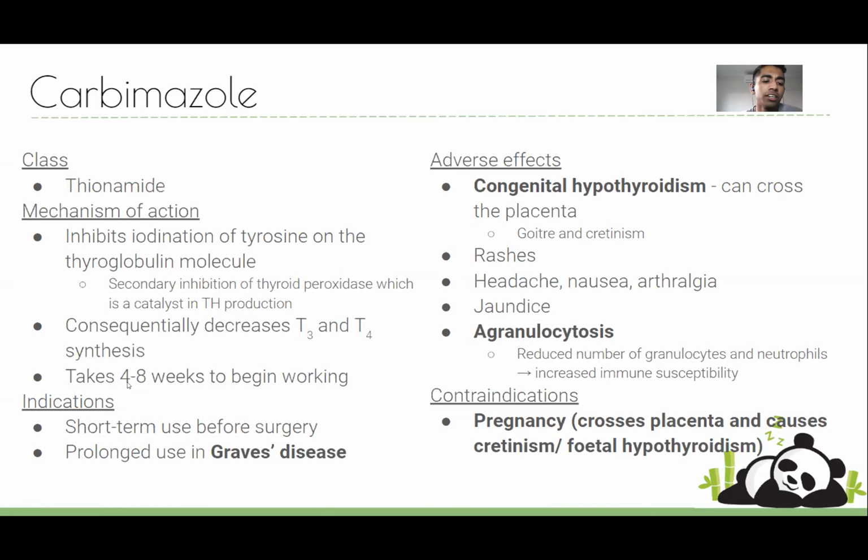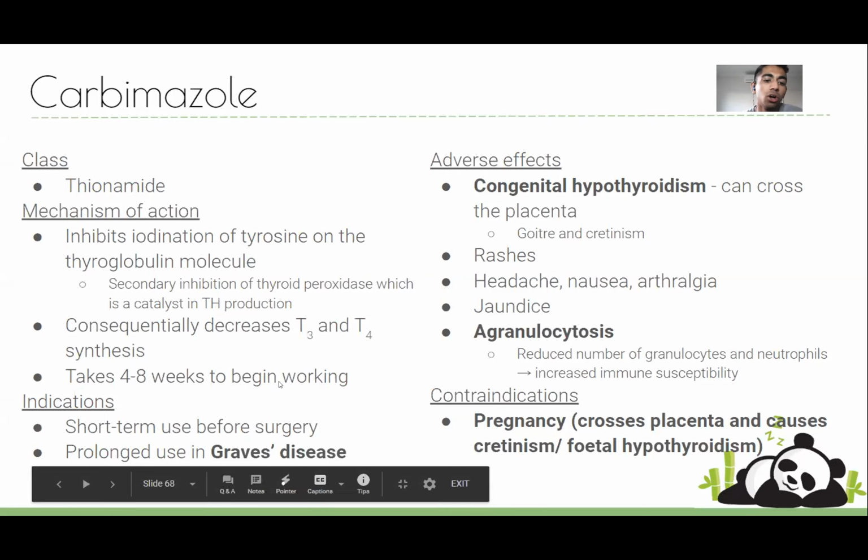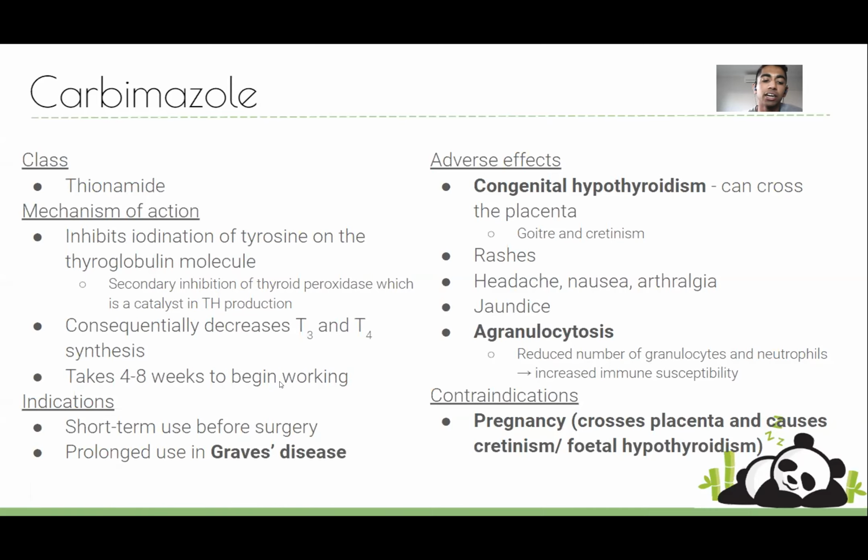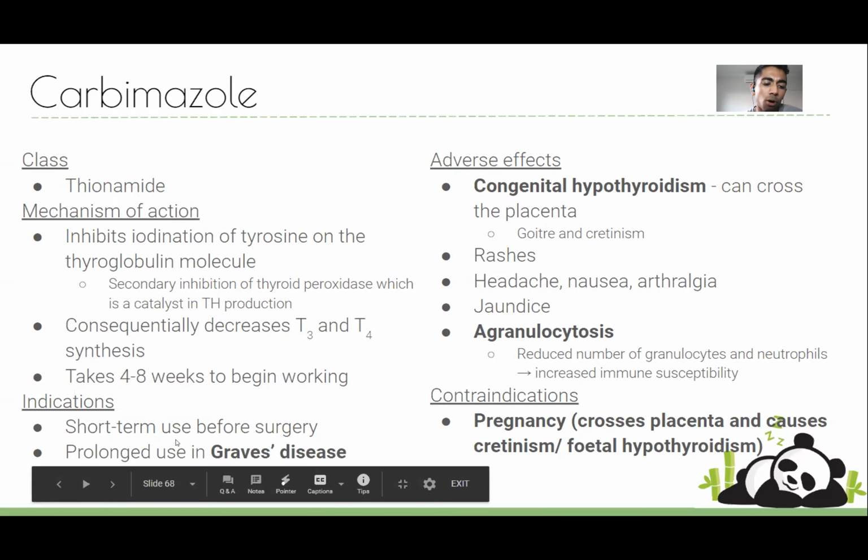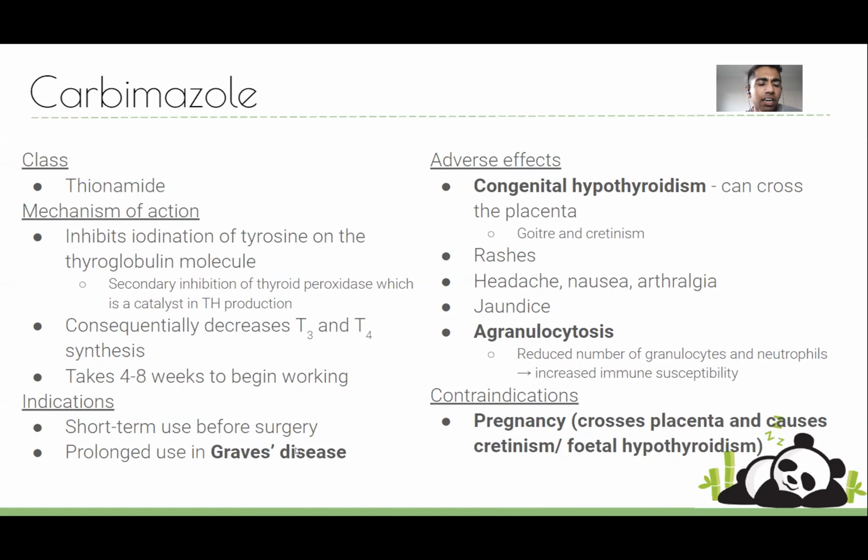But it's important to know it's not an immediate effect. That's mainly because we've got a lot of our T3 and T4 already stored up in our thyroglobulin. Those will already be stored and ready to go for another 2 to 3 months. So we need to wait for the carbimazole to take action on our T3 and T4 before we see an actual effect in our circulating amounts of T3 and T4. There are a few different indications for its use: short-term use before surgery, or prolonged use mainly in Graves' disease and also other hyperthyroid disease.